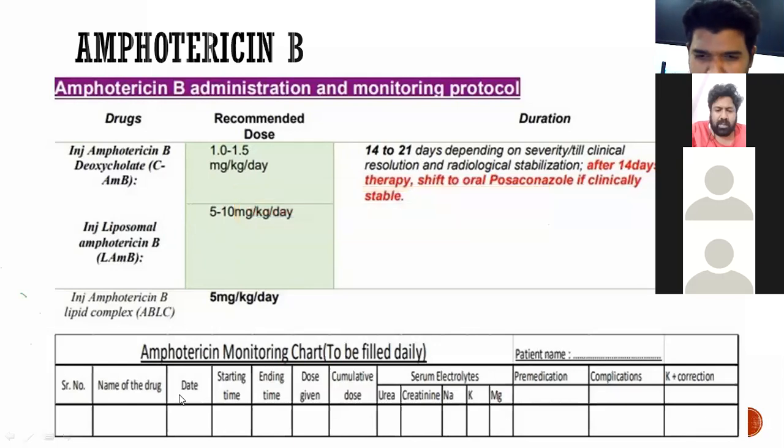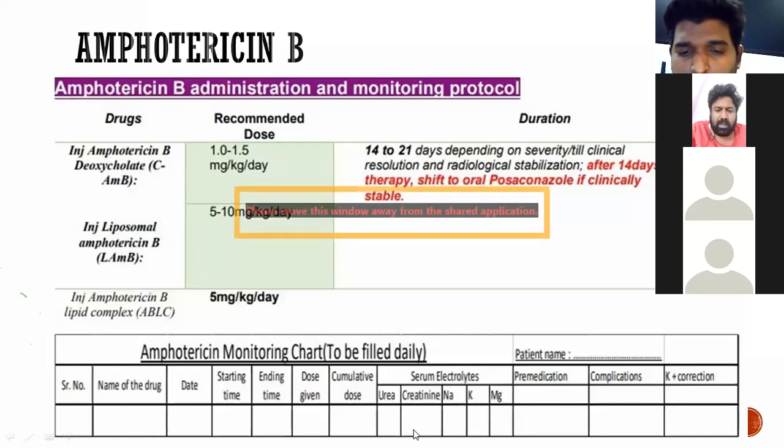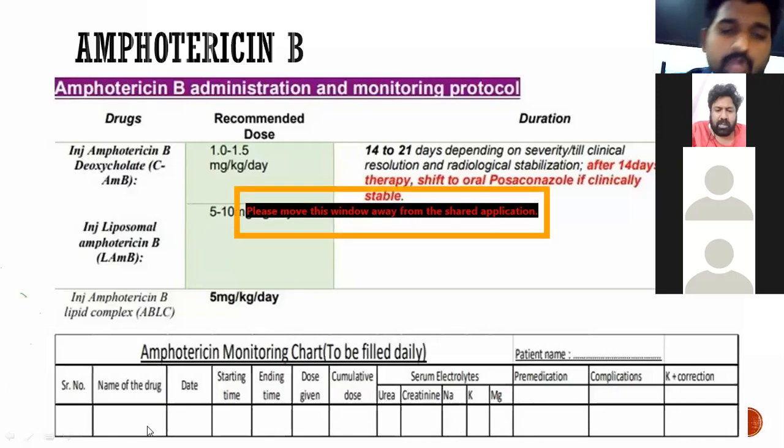So this is a chart that you need to maintain. You need to maintain the name of the drug, and you need to see the urea, creatinine, and the electrolytes. Very, very important is hypokalemia. Recurrent hypokalemia is a common issue when you use amphotericin B. Often we use injectable potassium or supplements, depending upon the patient's potassium level.